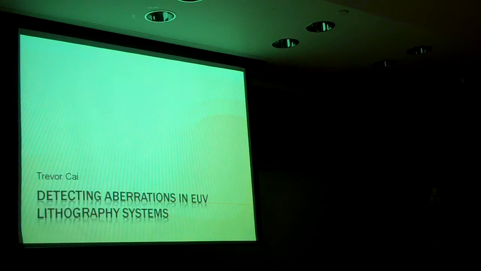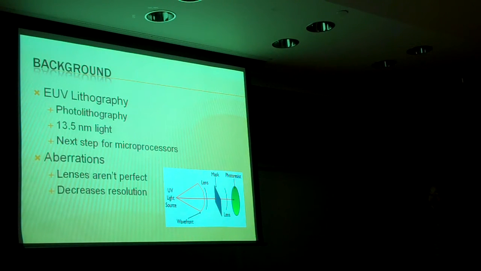Presentations on detecting aberrations in EUV lithography systems. So let's just start by breaking this down. EUV lithography is a method of photolithography, which is essentially using light to cut grooves into metals. In this case, we're using it to cut grooves into silicon in order to create microprocessors.